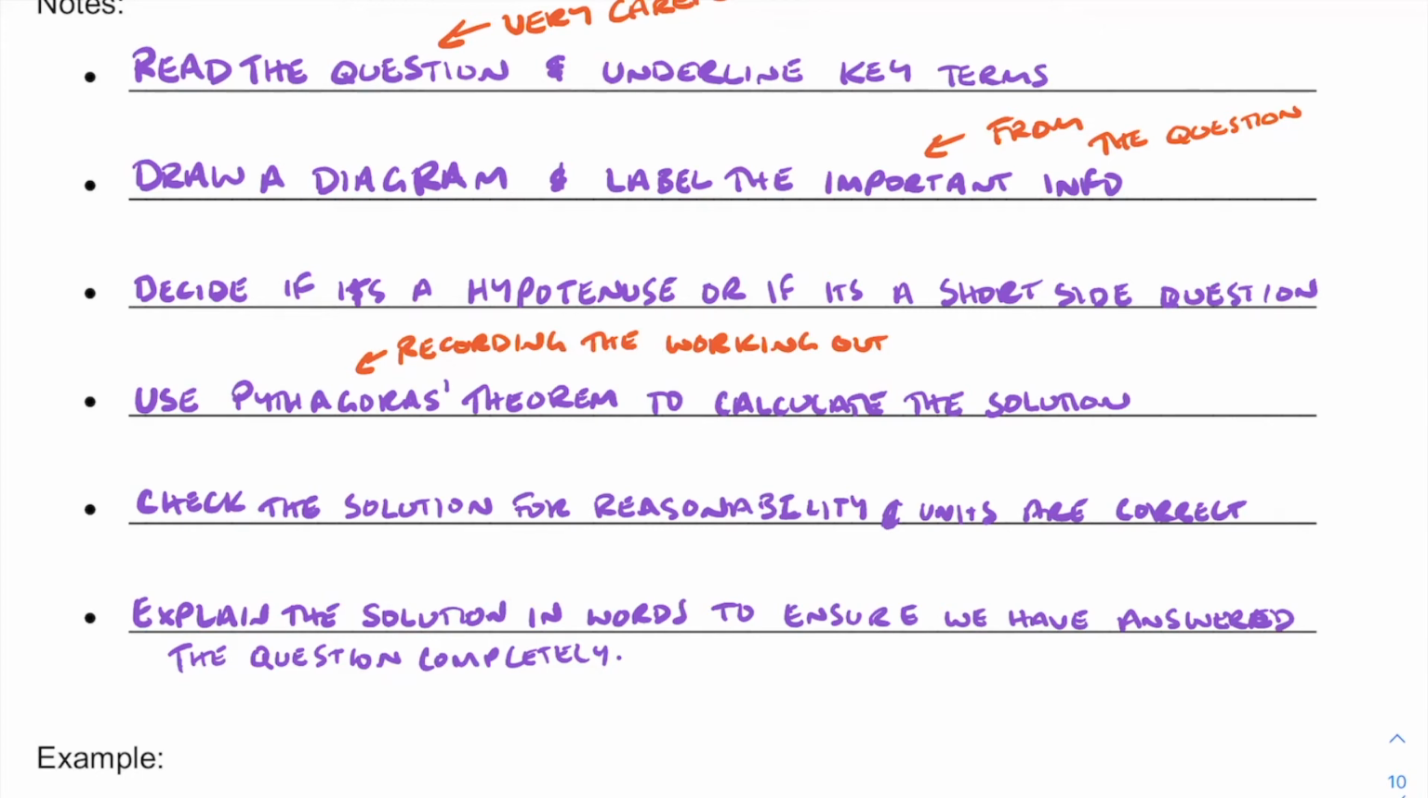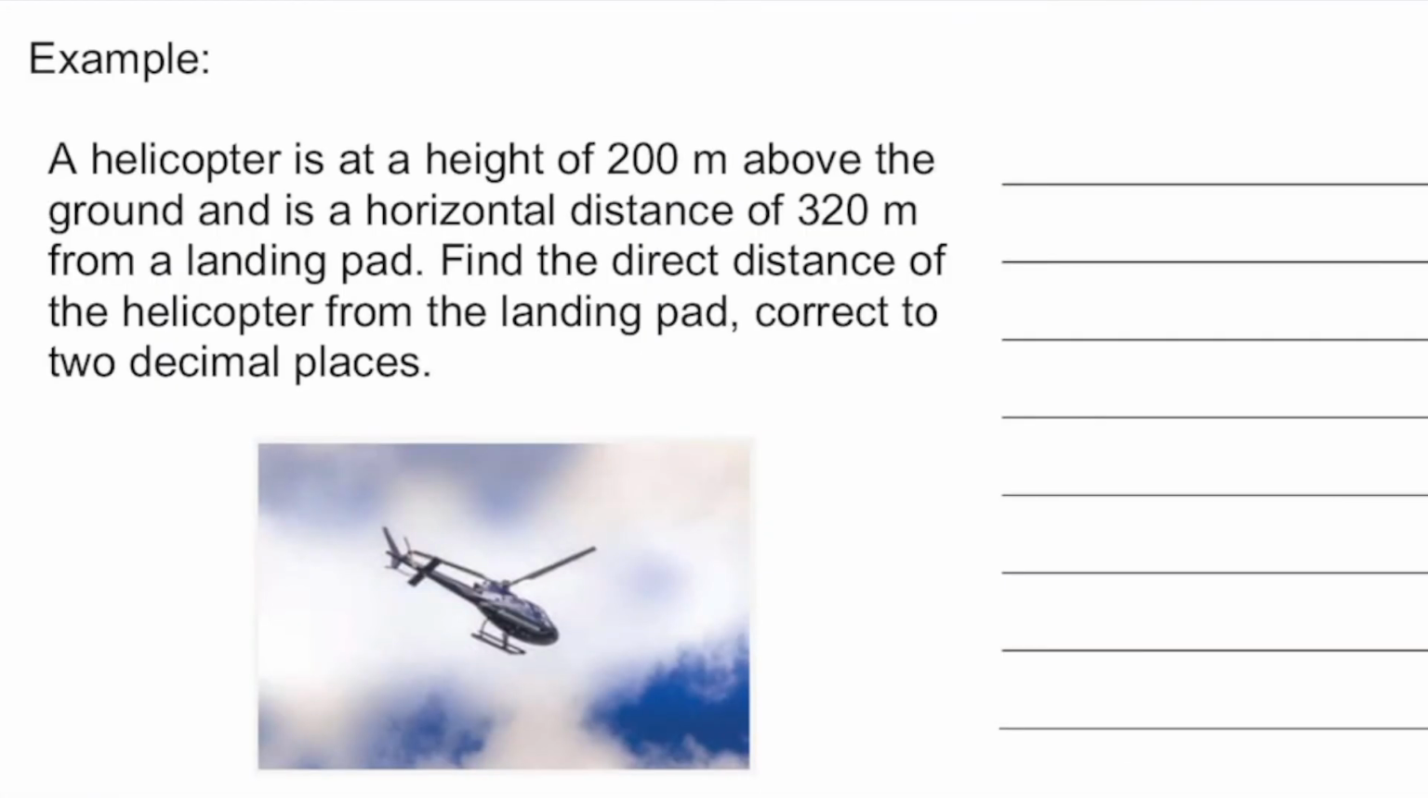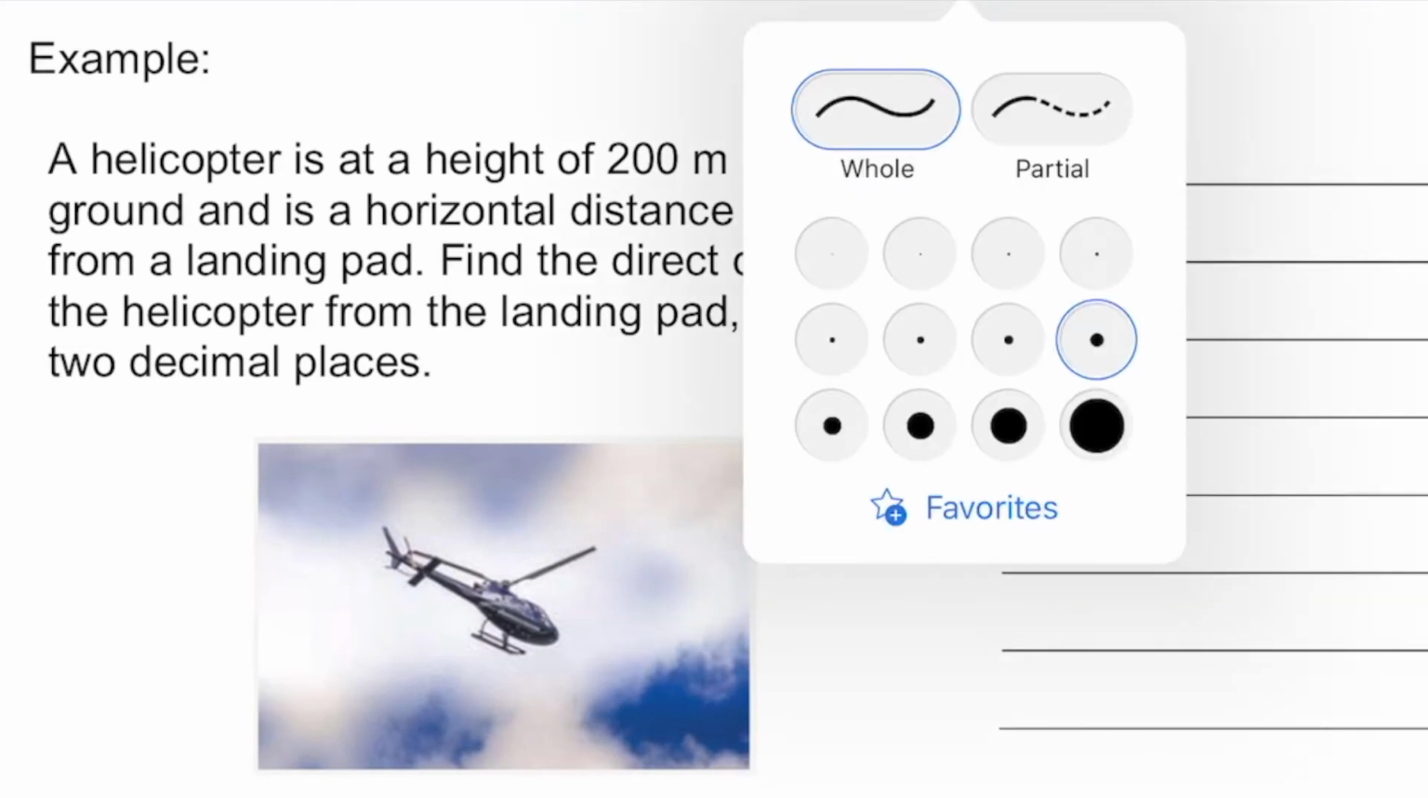Okay, let's actually do a problem now. Alrighty, so here we have our problem. A helicopter is at a height of 200 meters above the ground. Its horizontal distance is 320 meters from the landing pad, and we want to know the direct distance of the helicopter from the landing pad, so the actual straight line that helicopter is going to take to get to that landing pad. So let's have a look first.